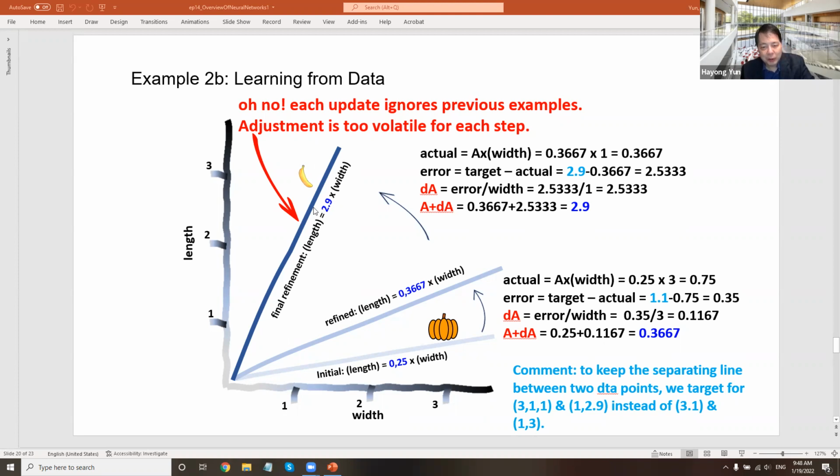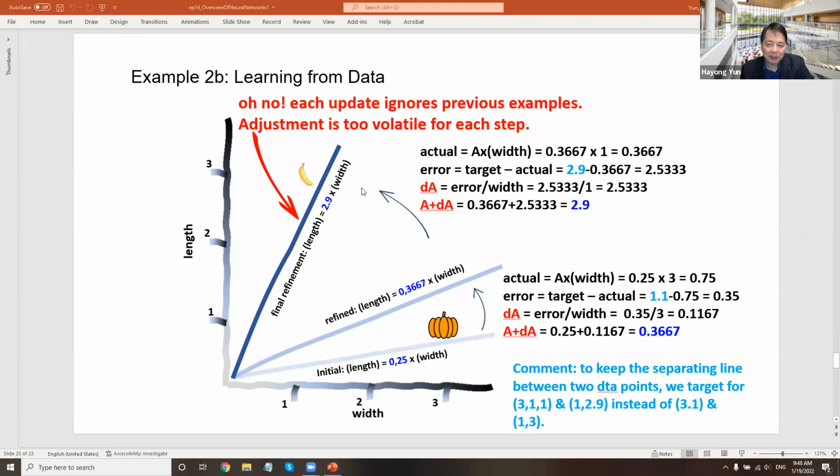Seems to be okay, but one thing we notice is that once we get here and then we see the next data point, we are swinging all the way here as if we never saw and took care of this data point. So it only cares about the last data point, meaning the adjustment for each data point actually swings too much. The adjustment is too volatile. So can we do better?